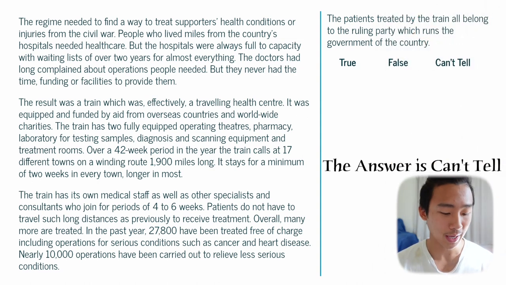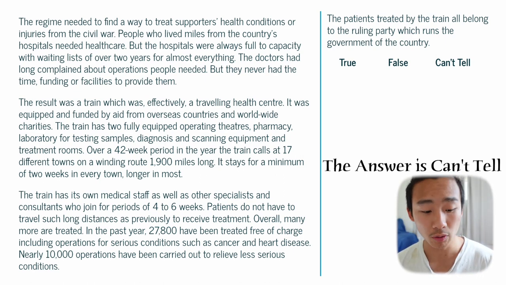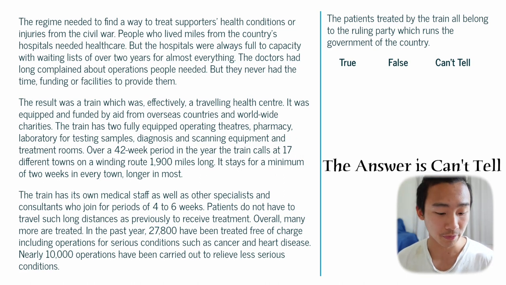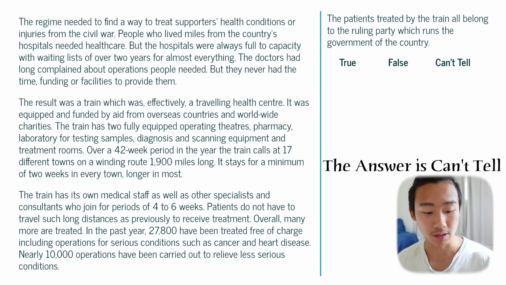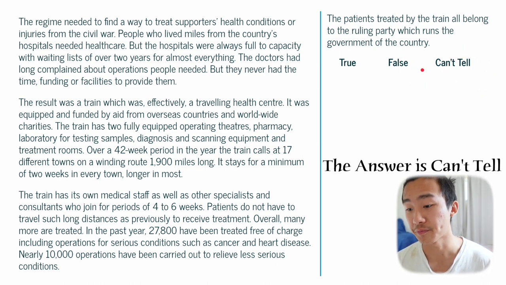And in passage 1 and 3, we're told the rulers needed to find a way to treat their followers who had been injured in the Civil War, but there's nothing to say that these are the only people who received treatment on the train. And passage 3 tells us how many people have been treated, but not whether they are or have to be members of a particular party to access the treatment. So the answer here is going to be can't tell.